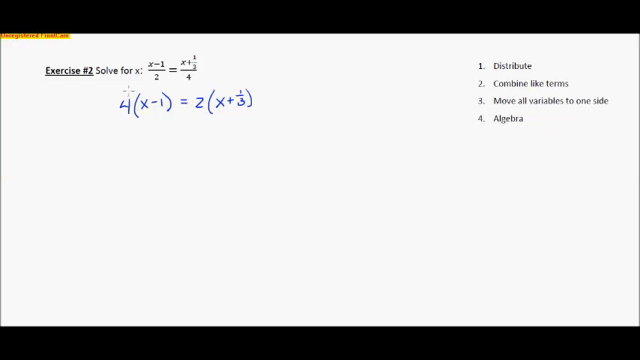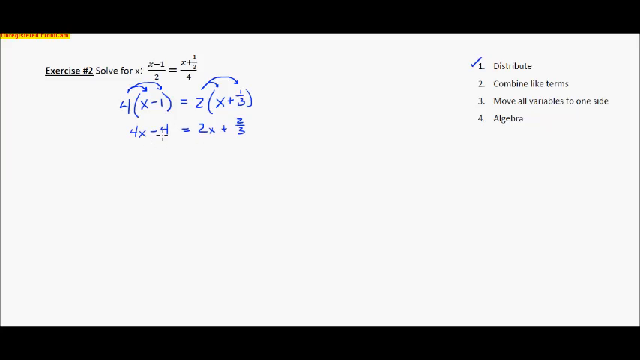And now this first step is going to come into play. I've got to distribute. So I'm going to draw in my little arrows like we normally do. If you're good enough now that you don't need to draw in those arrows, that's fine. But if you do, that's fine too. So 4 times x is 4x. 4 times negative 1 is negative 4. 2 times x is 2x. And 2 times a third is 2/3. And again, if you have to go off to the side and do that multiplication of 2 times a third, that's okay. So we've distributed.